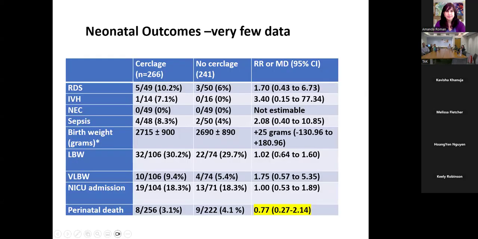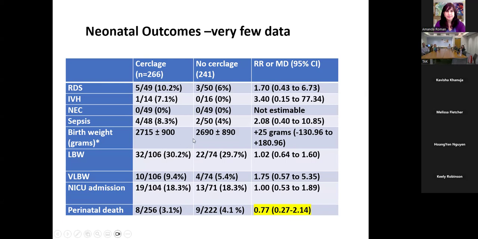And this is the renal outcomes, which unfortunately, again, these are all trials, so very few patients, very few trials reported the outcome. You can see out of 266, only 49 reported RDS or 14 IVH, so not really interpretable, very little data.